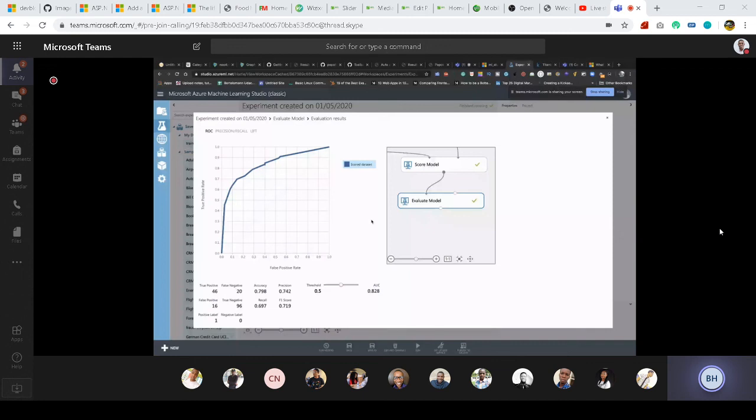And the accuracy is 0.98. The recall is 0.97. Precision. So these are the most important performance evaluation metrics for a classification problem. And I can see the graph too. This is a ROC graph showing the relationship between the true positive and the false positive.